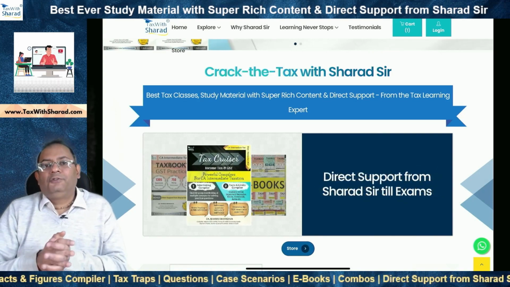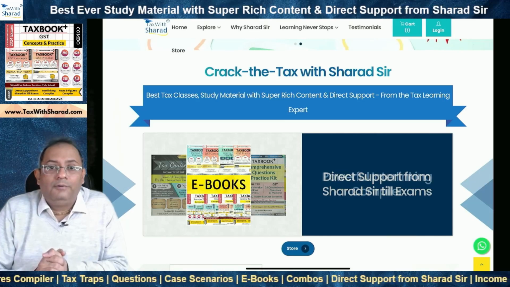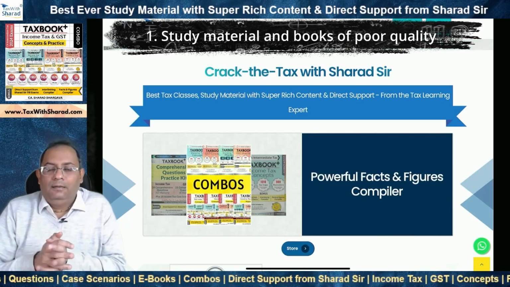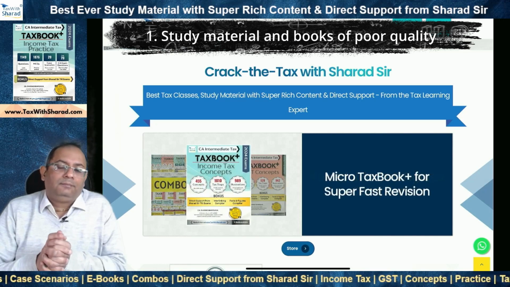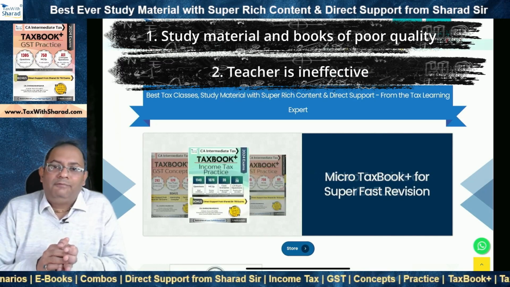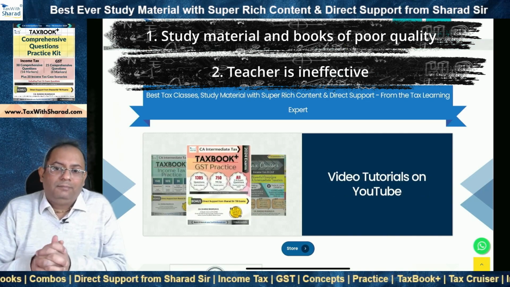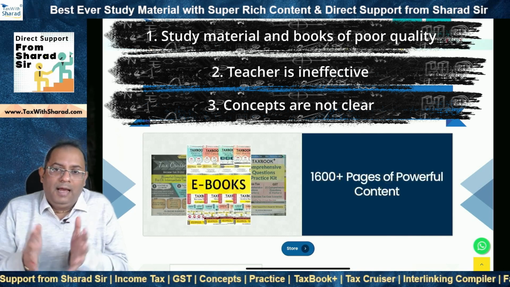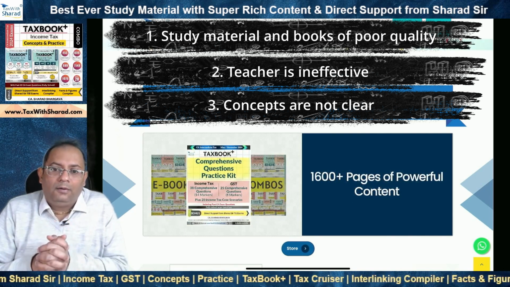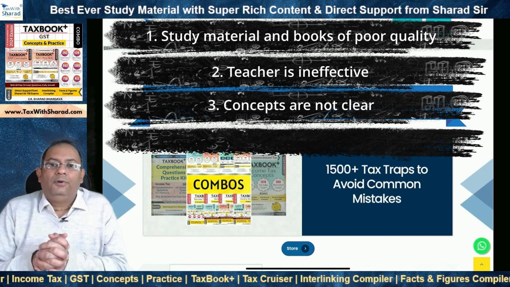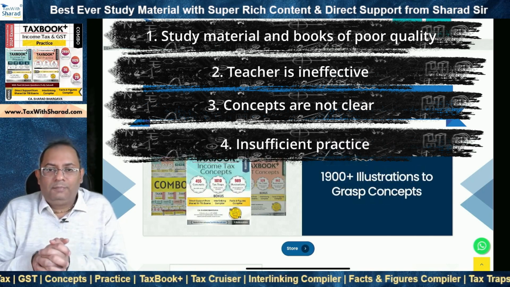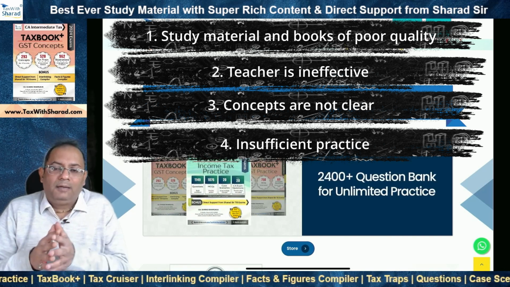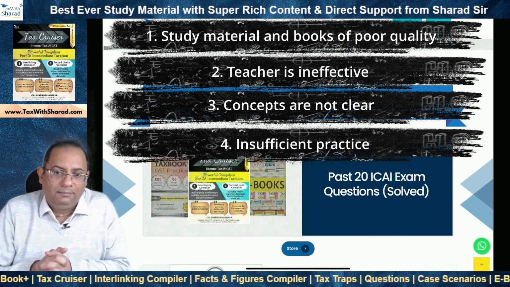And what are the reasons? Well, reasons differ from person to person, but some of the common reasons are: number 1, study material and books are substandard. They are of poor quality. Number 2, teacher is ineffective. Teacher is inefficient. Number 3, concepts are not clear enough. There is a lack of in-depth understanding and clarity on concepts. Number 4, you don't practice enough. You don't practice with consistency. You don't practice with regularity. And you don't practice for a sufficiently long period of time.